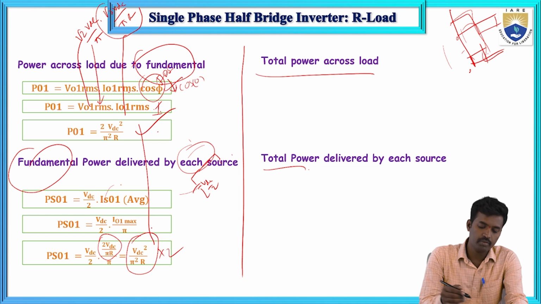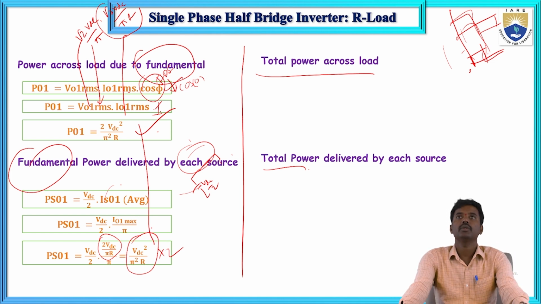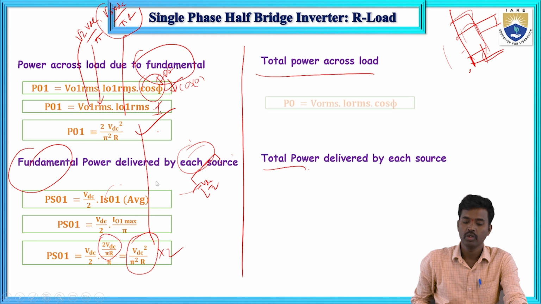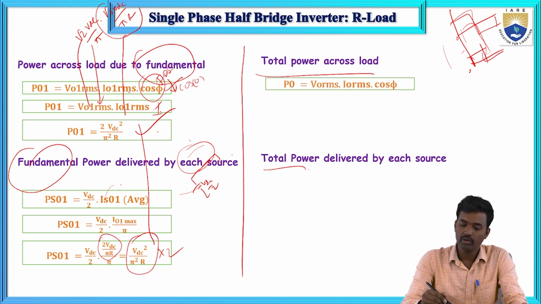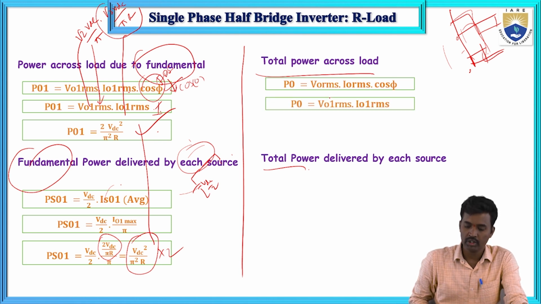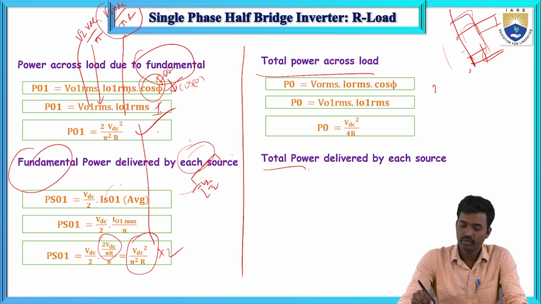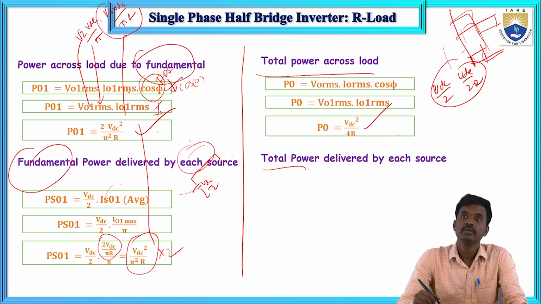So both are the same. If you multiply by 2, the total power across the load equals... so what is the formula? P naught equals V naught RMS times I naught RMS, and I naught is not the fundamental. So the total RMS output voltage equals 2 VDC by 2 and VDC by 2 by R. So that is 4 VDC square by 4R.